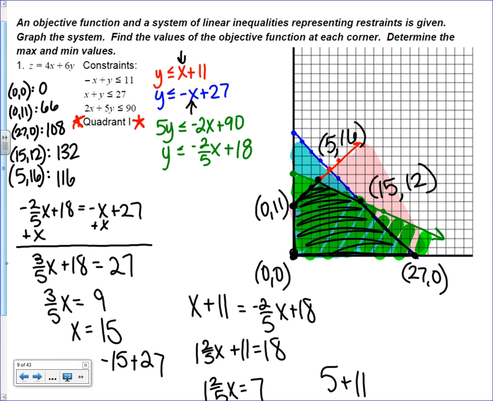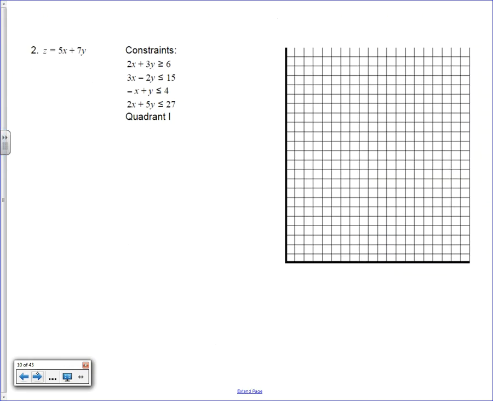So now looking at these numbers, it looks like 0 is my min and 132 is my max. Okay, now yes, folks, I understand this is quite a bit of work, but it's all work that you know how to do. You know how to graph inequalities. You know how to solve inequalities by setting them equal. Okay, we're just putting lots of stuff you've already learned together. All right, let's flip over to the back and try another one.